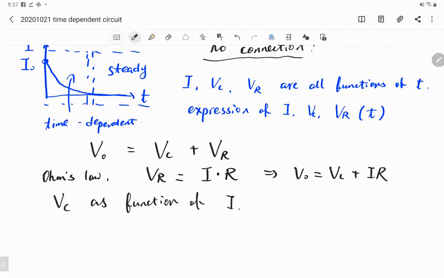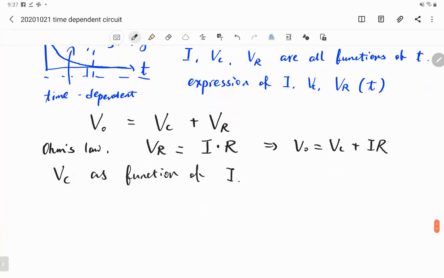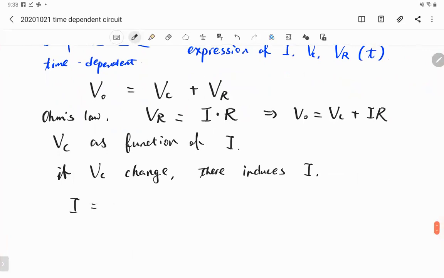For the capacitor, we know if the voltage of the capacitor changes, then it will induce the current. And the current actually is equivalent to the capacitance times the change of the voltage over time.